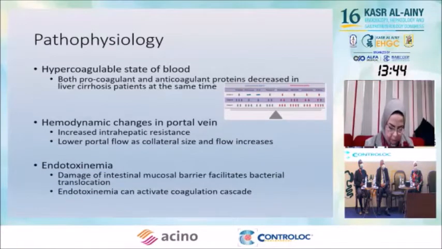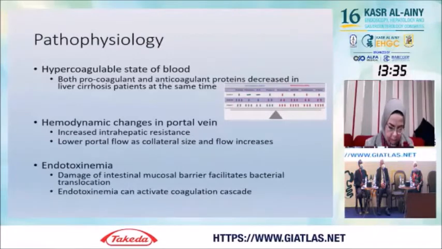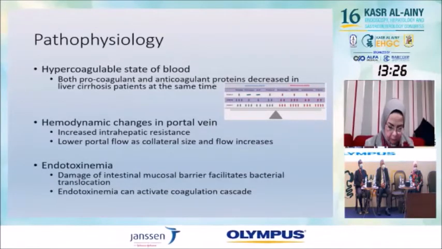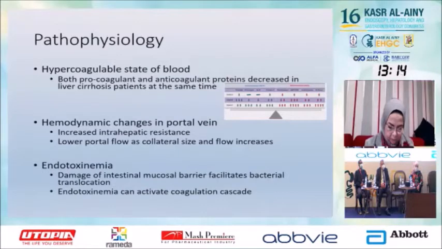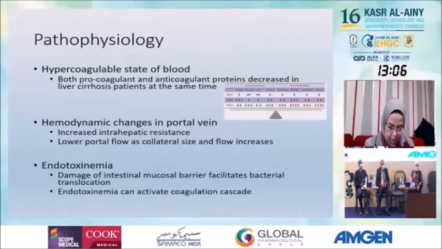Pathophysiology. These patients have a hypercoagulable state of blood. Both procoagulant and anticoagulant proteins are decreased in liver cirrhosis patients at the same time, depending on the degree of cirrhosis. There are hemodynamic changes in the portal vein with increased intrahepatic resistance, and this causes a lower portal flow as the collateral size and the flow increase and the blood is shunted away. Also, endotoxinemia by damage of the intestinal mucosal barrier facilitates bacterial translocation, and this can activate the coagulation cascade.